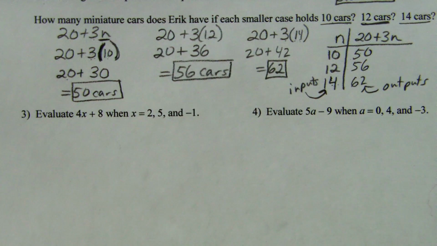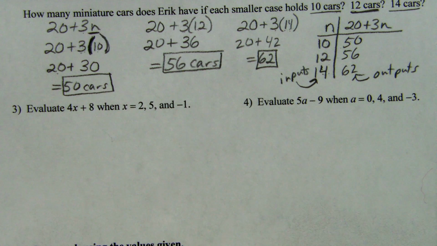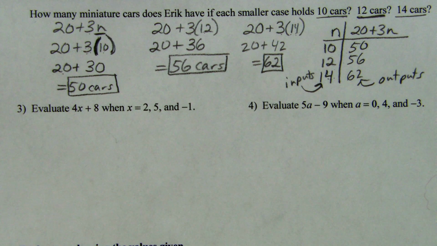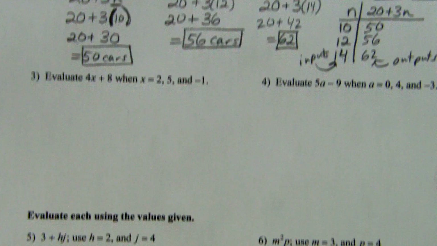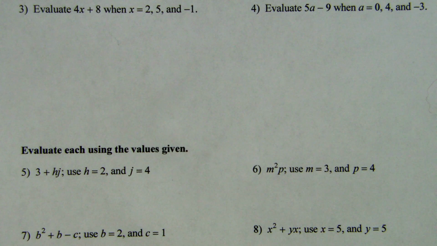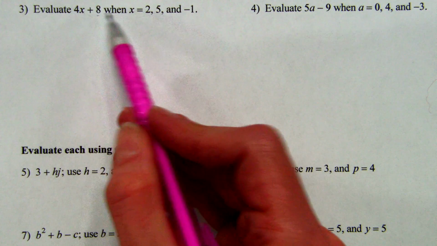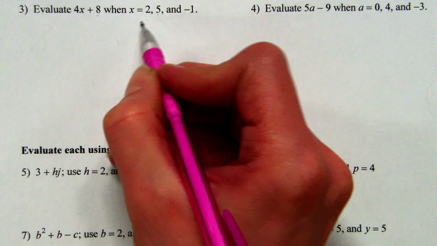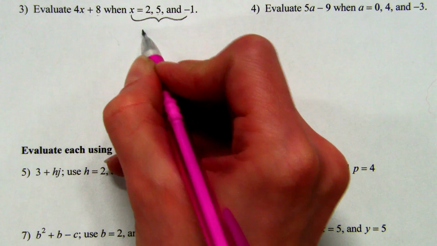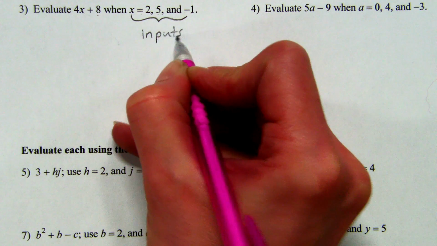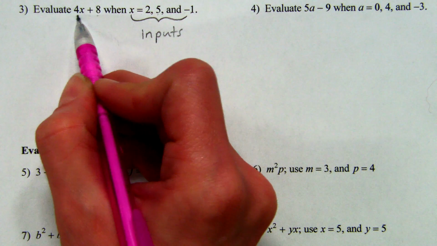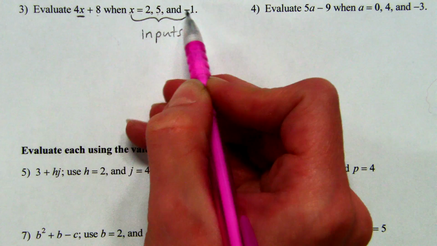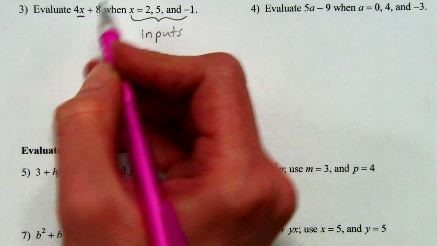All right, so now we're going to look at some more generic problems. So if you need to do some more with number 2, you can stop the video now and look at that again or rewind it. So I'm going to go down to number 3. So it says evaluate 4x plus 8 when x equals 2, 5, and -1. So these all are our inputs that we're going to put into the formula. And they're going to go in where this x is. X is going to be 2, and then x is going to be 5, and then x is going to be -1. So the first one we're going to do is 2.